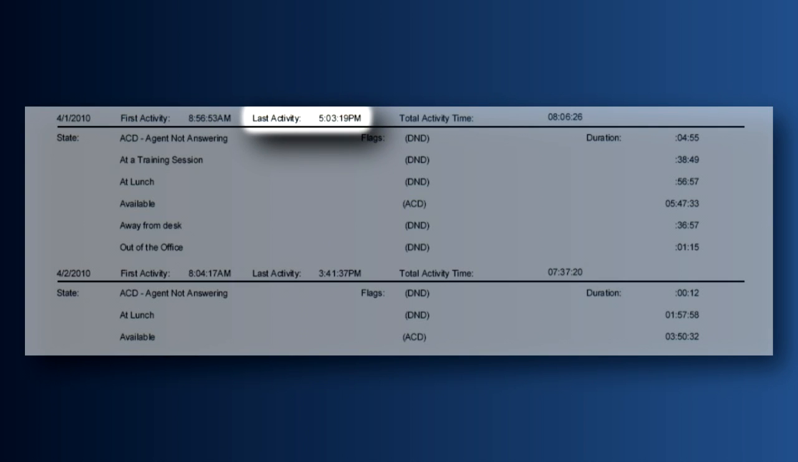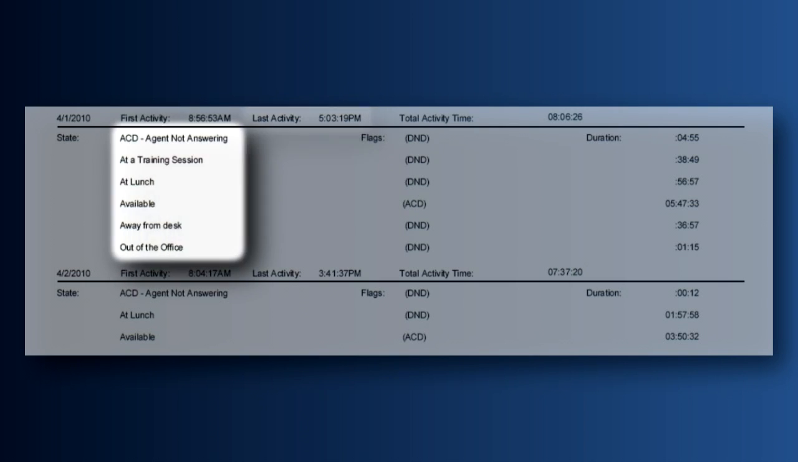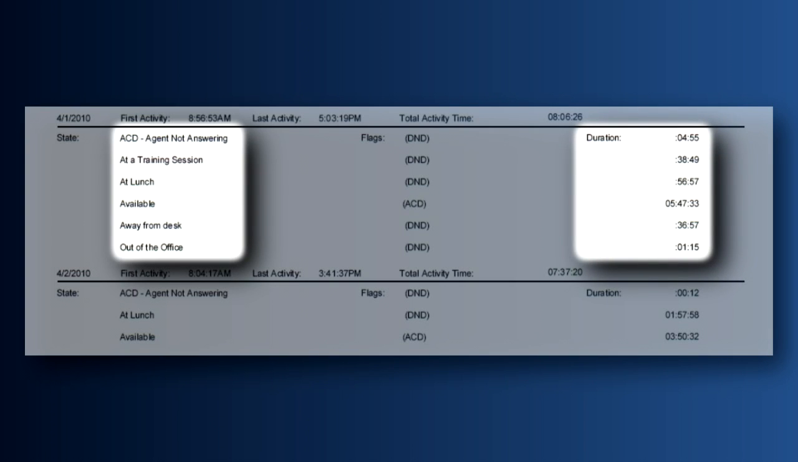They left at 5:03 in the afternoon, and we're able to see a total of 6 different statuses that they used through the day. They were at a training session, at lunch, available on the phone, and other statuses that they'll access during the day. In the right-hand column, you'll see a total of the amount of time they spent in that status.